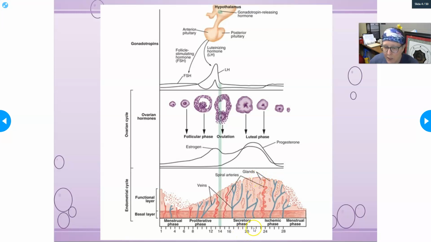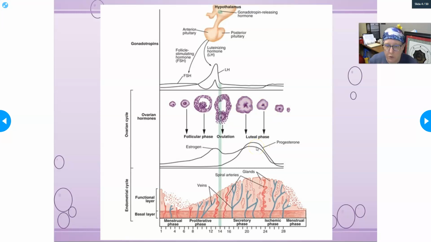So we would be somewhere at day 21, 22, something like that, which is right here smack in the middle of the luteal phase with the highest progesterone. And then if implantation occurs, then progesterone will continue to be produced to maintain the early pregnancy. And so this corpus luteum will stay and continue producing progesterone.